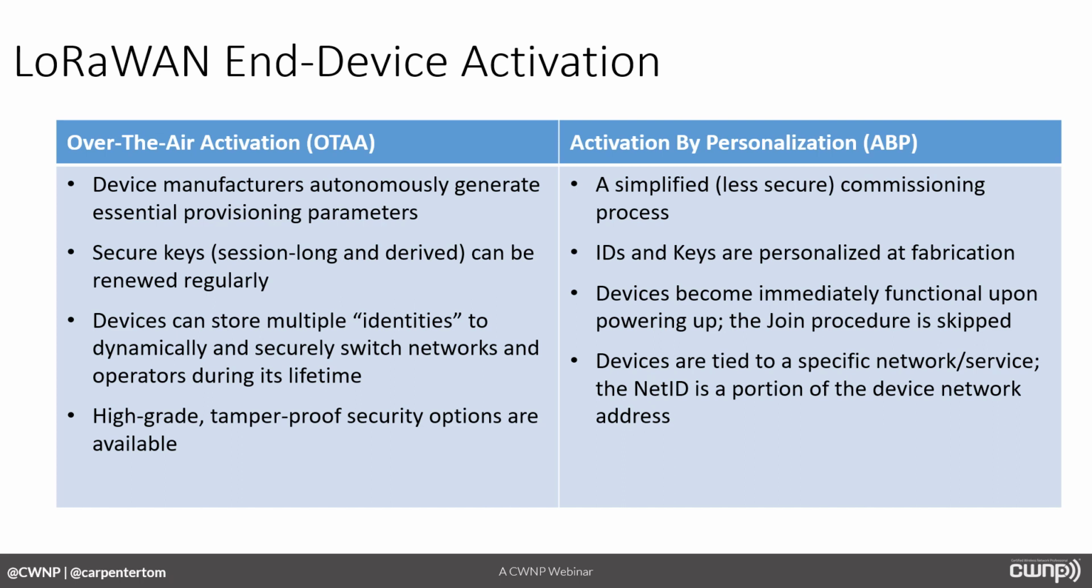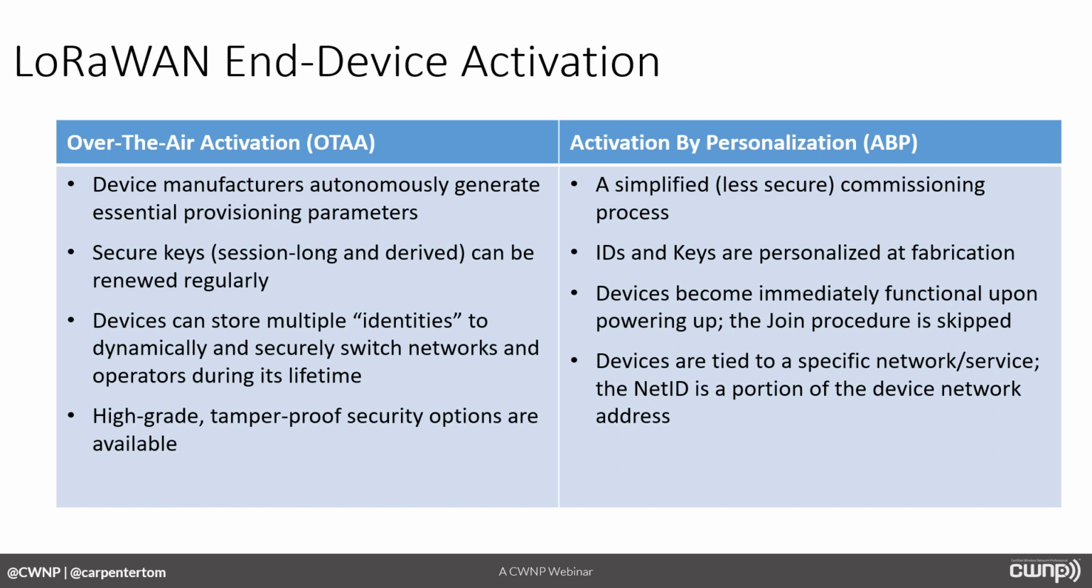Over-the-air, device manufacturers can generate provisioning parameters, and secure keys can be renewed on a regular basis. Devices can also store what you might think of as logical identities that can dynamically and securely switch networks during its lifetime. So it doesn't have to be locked into a particular network. It can be moved. It is considered by most to be the more secure method. So they basically use a join procedure, which I'll talk about in a moment, in order to synchronize with the network server. And they use the join server to accomplish that end goal. And they then become part of the network.